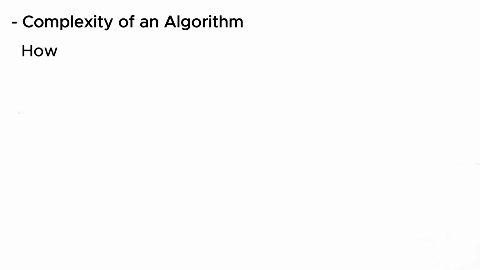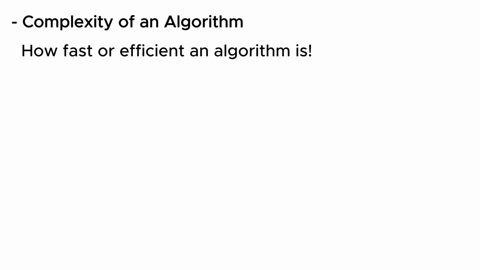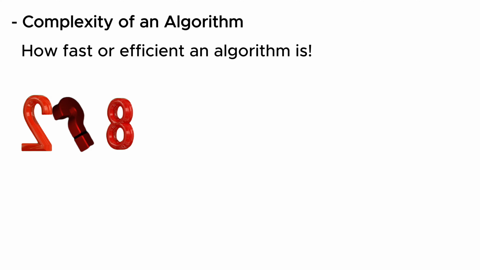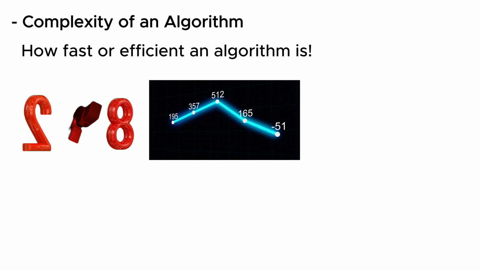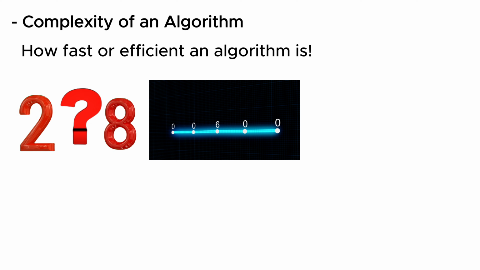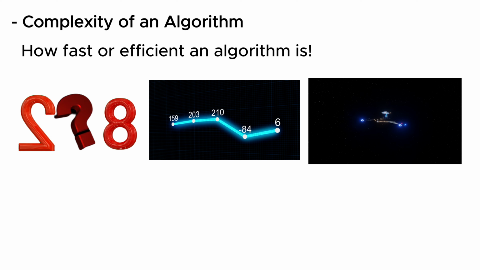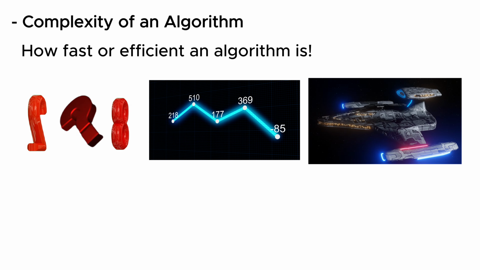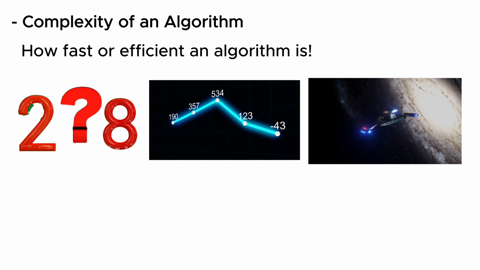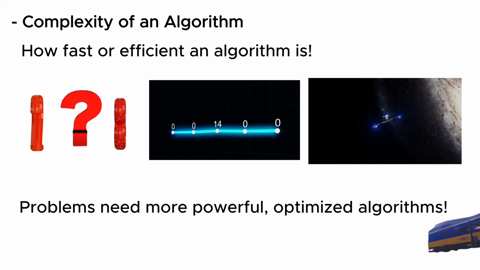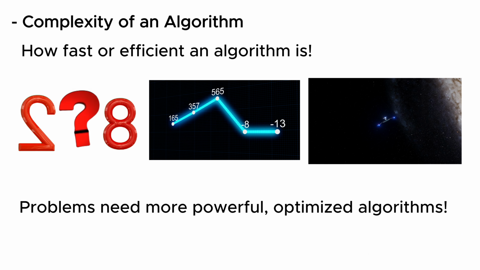The complexity of an algorithm tells us how fast or efficient it is. For example, finding the larger of two numbers is simple and quick. But what if we had to find the largest number in a list of a million numbers? Or even crazier, find the shortest route from Earth to the nearest galaxy, taking into account fuel stops on different planets. And that's where things get interesting, because these kinds of problems need more powerful, optimized algorithms. Now, we won't go deep into this just yet. We first need to understand how to break down a problem into smaller bits.